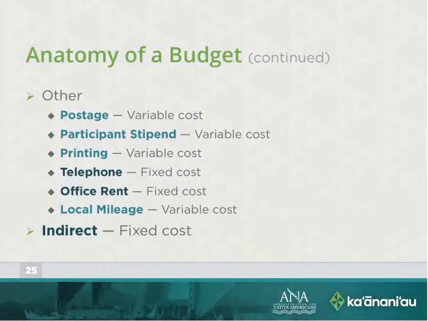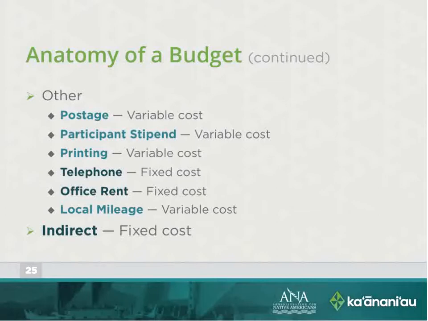Telephone and office rents are fixed. You pay it, you got the office for a month. Okay, local mileage, that's usually a real variable cost. This is one that I know happens in a lot of projects where they didn't anticipate that 70% of the participants are going to need transportation, so the staff are out there bringing them in their personal autos and things like that. So that's one you have to watch real closely.